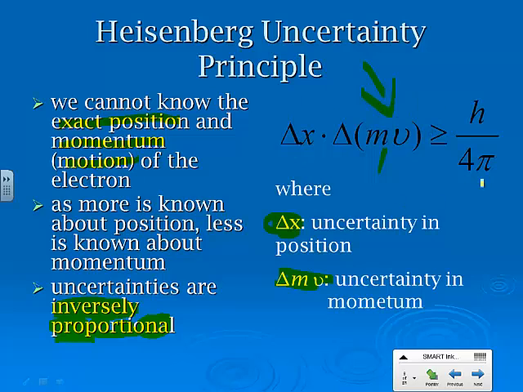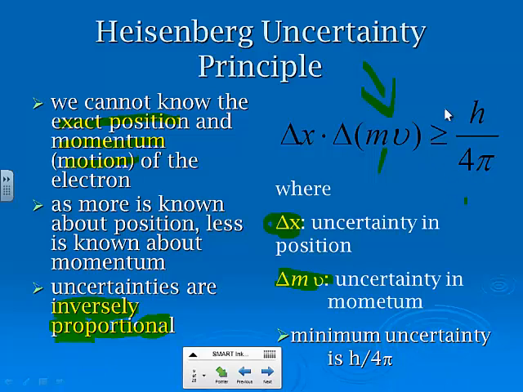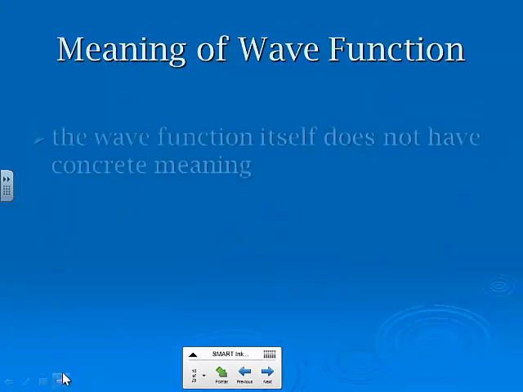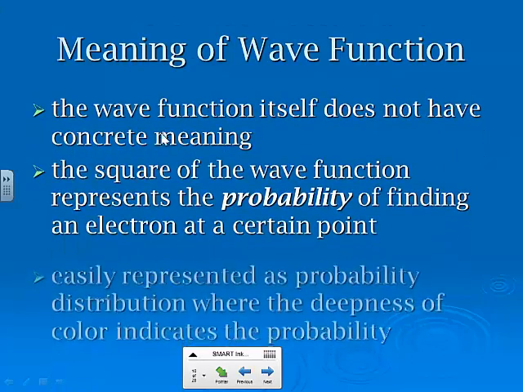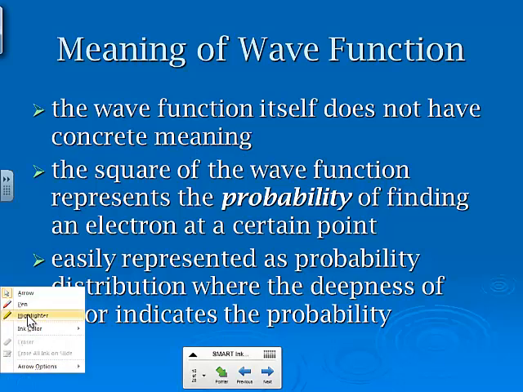I just want you to have seen it so you can get some higher order understanding of what it means. Uncertainty is h over 4 pi. This is just that greater sign. Again, I'm not going to get you to understand too much with it. Okay, meaning of a wave function. Wave function itself does not have concrete meaning. Don't you love when you see that?